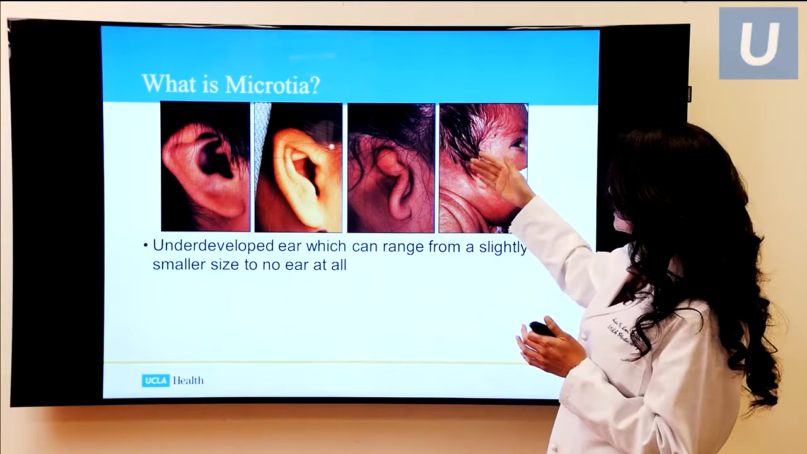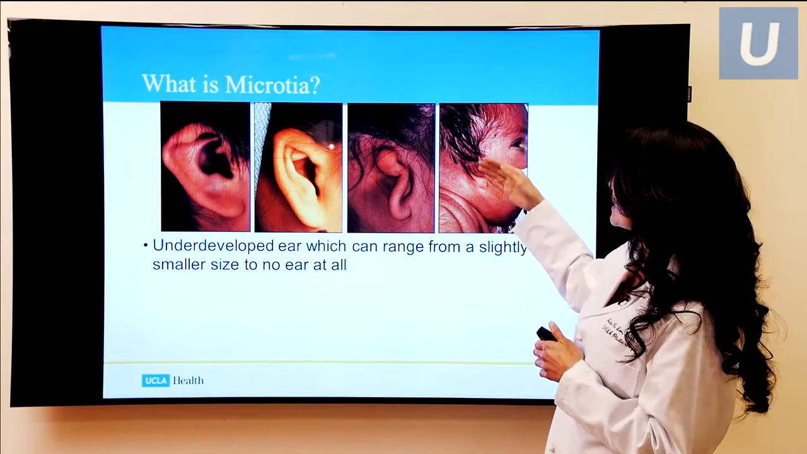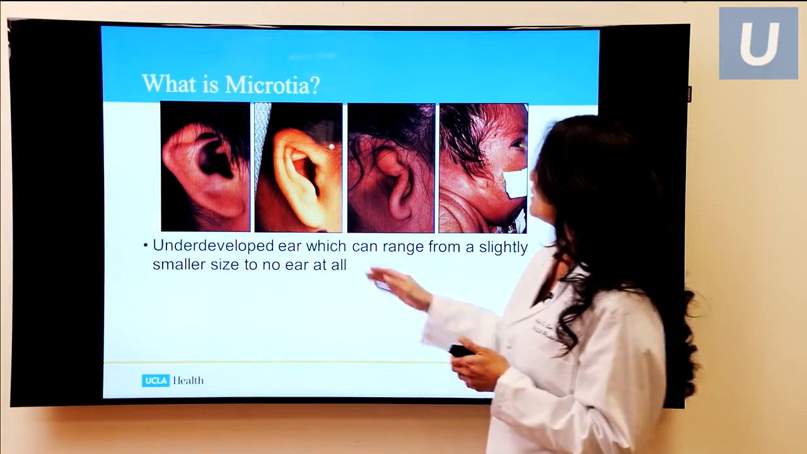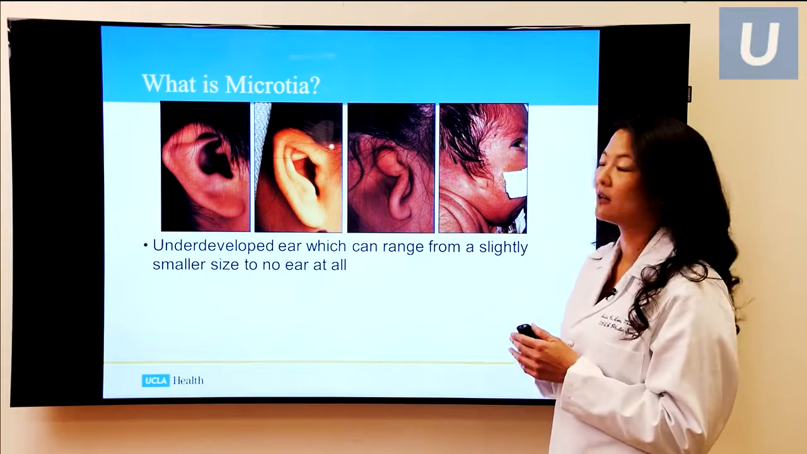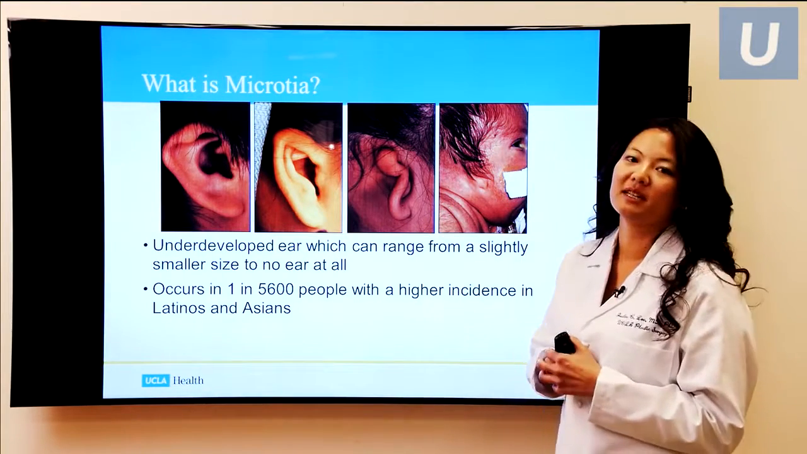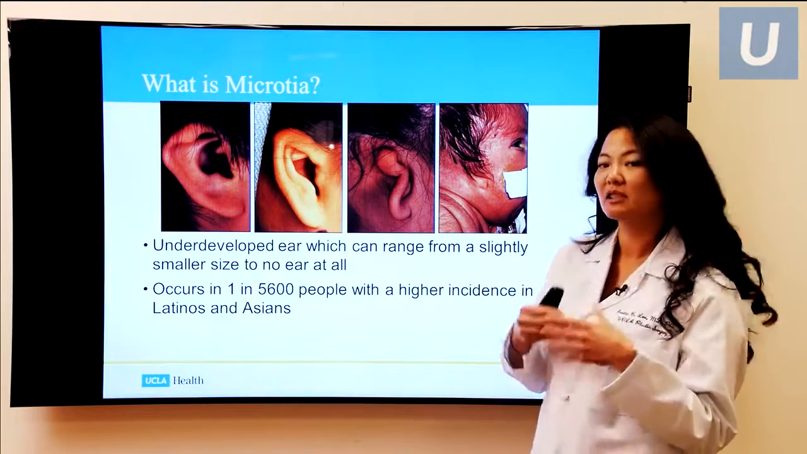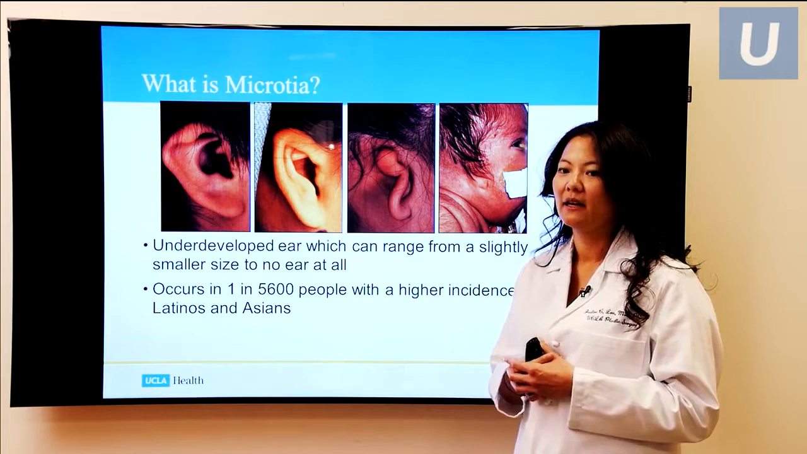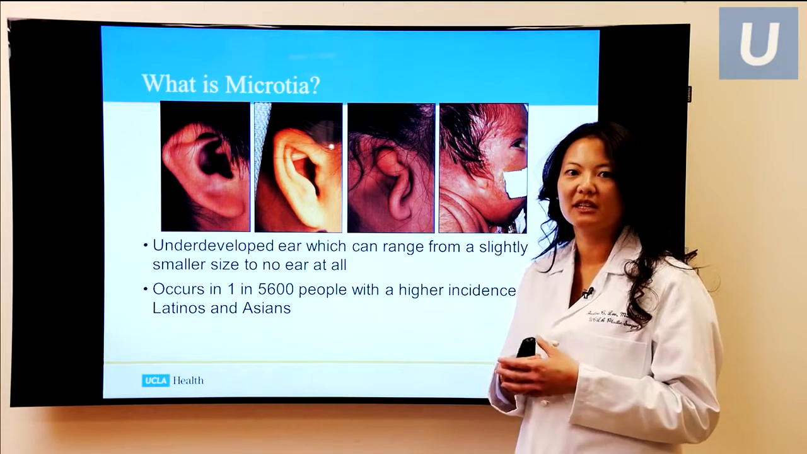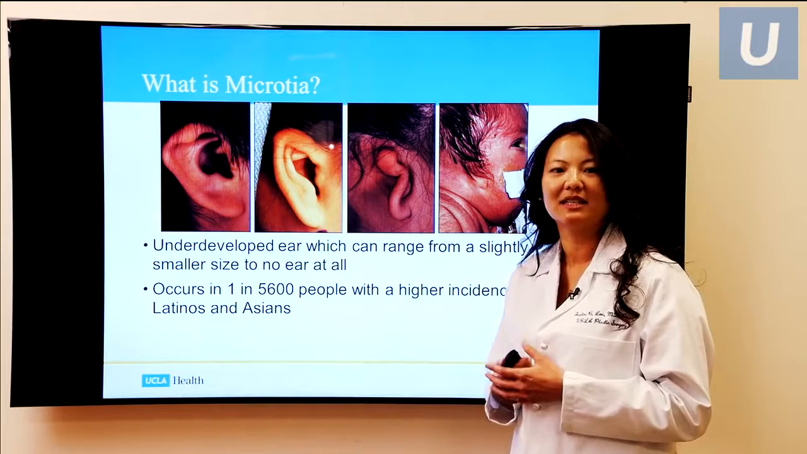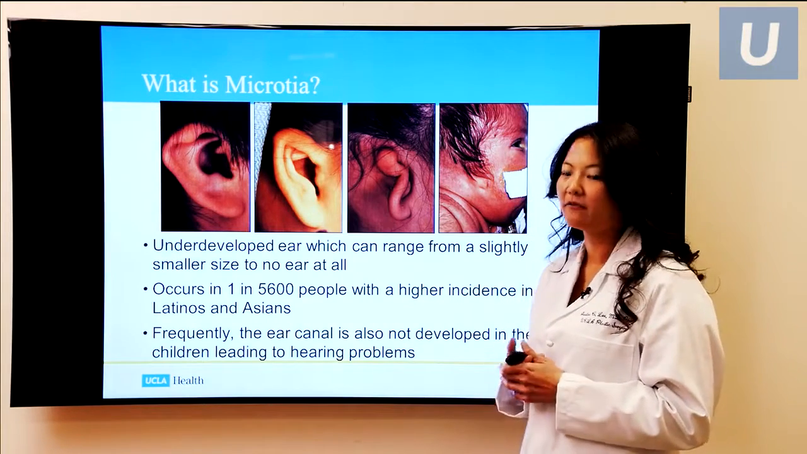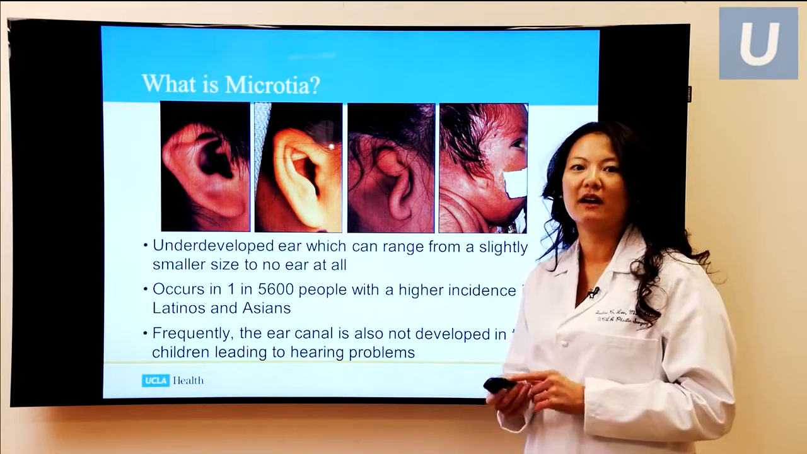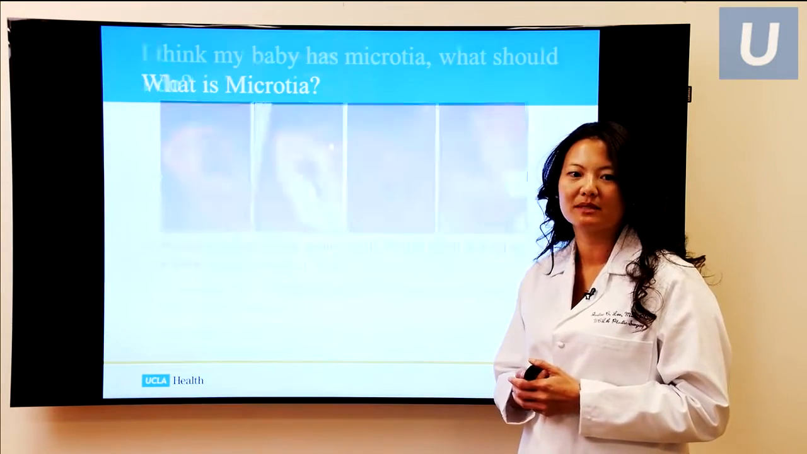So this is, of course, much more severe, and we can pretty much guess that in these two cases there is no ear canal, whereas these two may or may not have an ear canal. It occurs in about 1 in 5,600 people. So it's a little bit different than your run-of-the-mill ear anomaly. This is actually a congenital craniofacial condition. It's on the rare side, but there's a higher incidence in Latinos and Asians. And frequently, just like the kids up here, the ear canal is not developed, leading to frequent severe hearing problems.